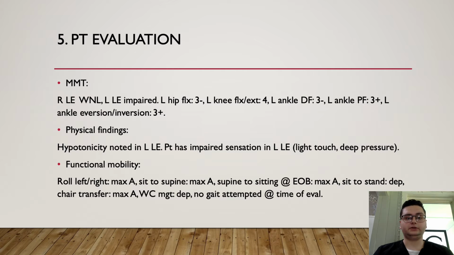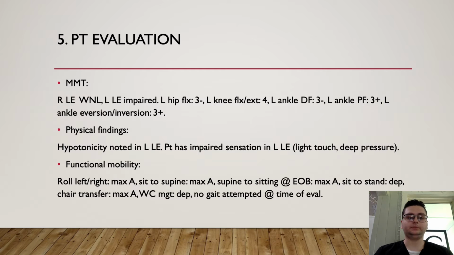So left hip flexion was graded at a 3 minus, left knee flexion and extension was graded at a 4. Left ankle dorsiflexion was 3 minus, left ankle plantar flexion was 3 plus, left ankle eversion and inversion were both 3 plus as well. So not terrible, but definitely a lot of weakness, which contributed to a lot of this patient's balance issues. So physical findings, hypotonicity noted in the left lower extremity, and the patient did have impaired sensation in the left extremity, specifically with light touch and deep pressure.